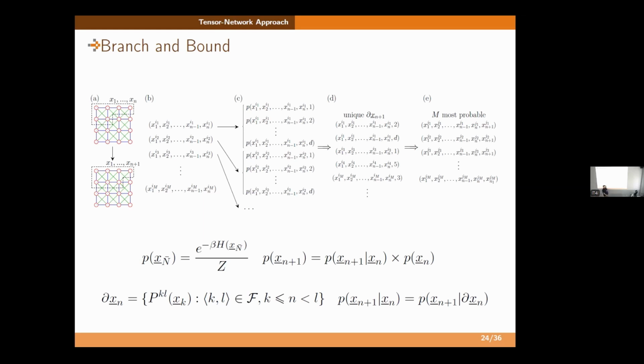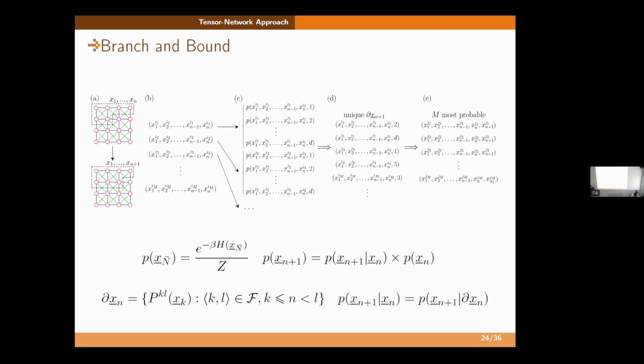But here we perform a very important optimization. The conditional probability for a given configuration of the next variable depends only on its boundary in the previous system. That means not on the whole system, but only on the variables that are connected to it. Everything else doesn't matter, so we can cut a great number of configurations that we are considering. And that is very important. Here is the formal definition of the boundary, and that is the important step here. So that's how the branching works.